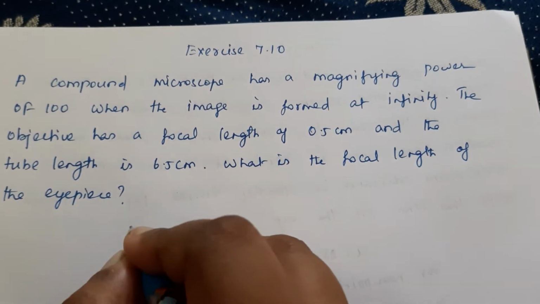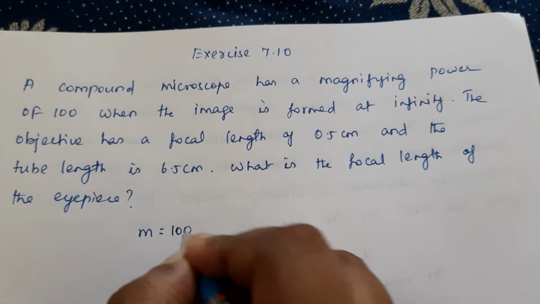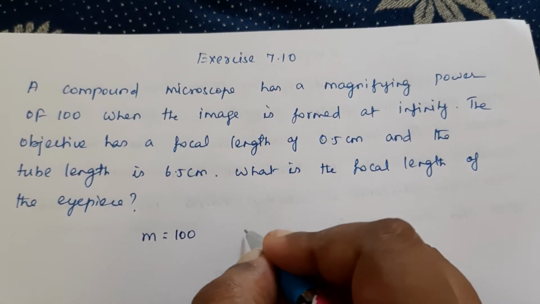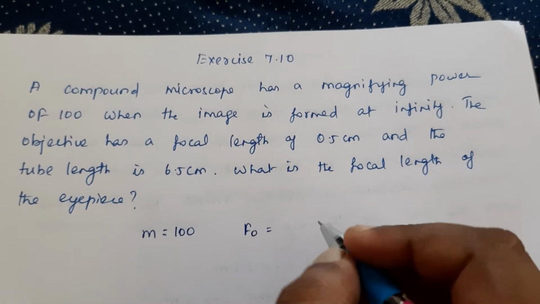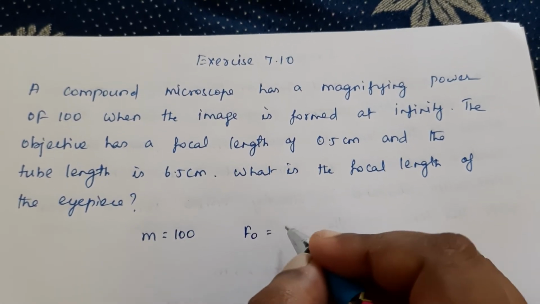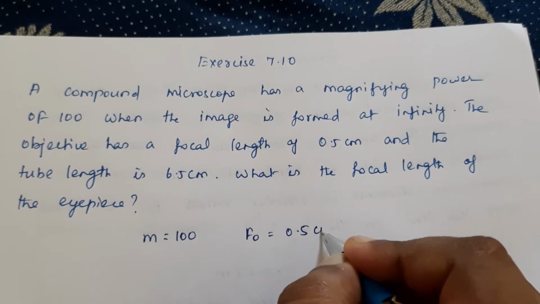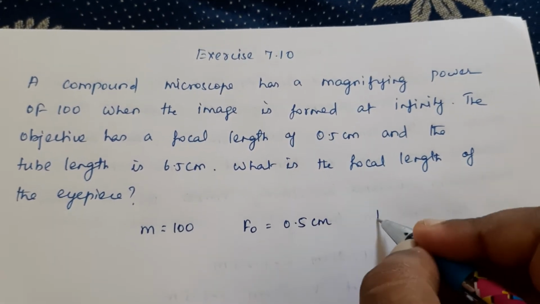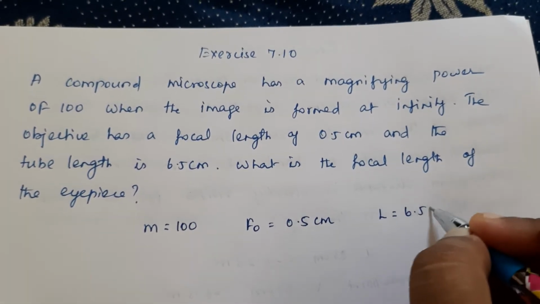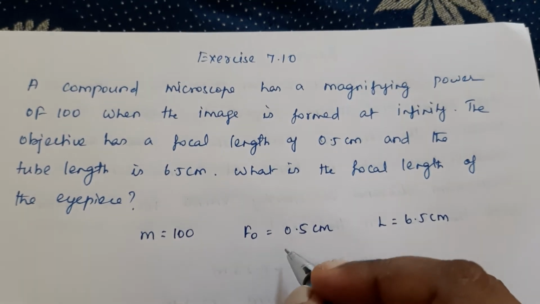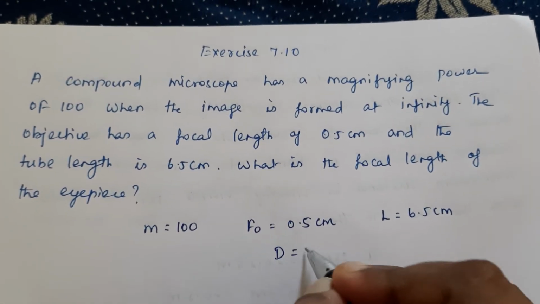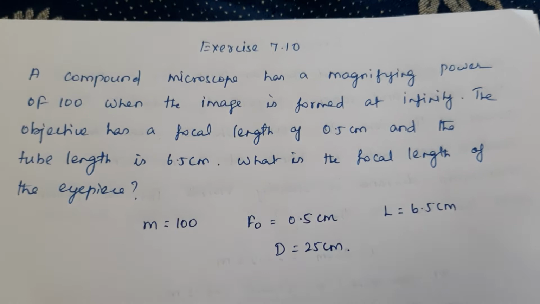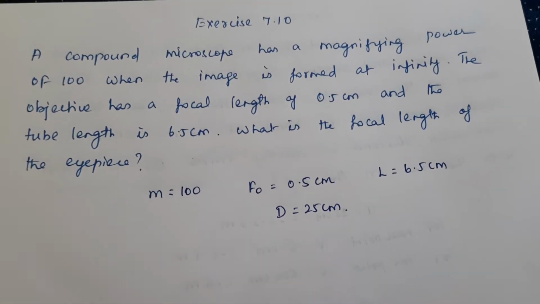Now here the magnifying power is given as 100, the focal length of the objective is given as 0.5 centimeter, and the tube length is given as 6.5 centimeter. We know the distance of least vision is 25 centimeter. So these are the data.